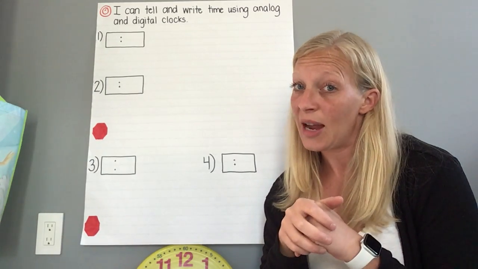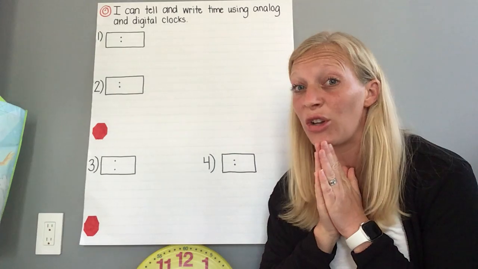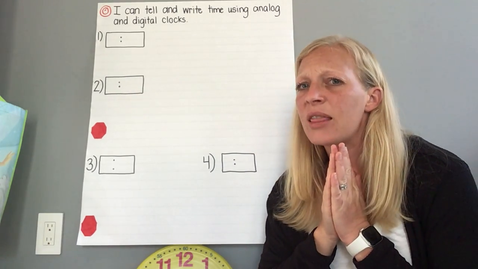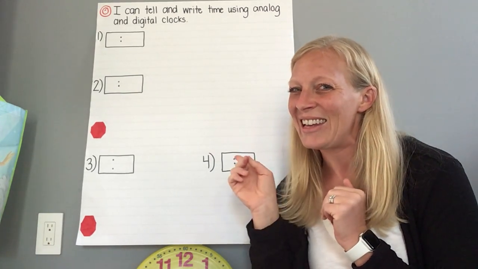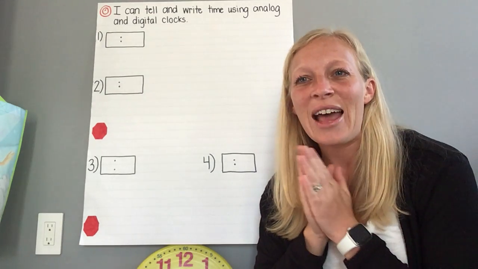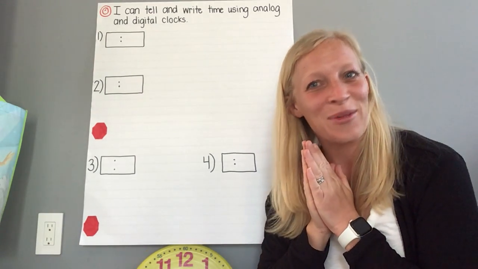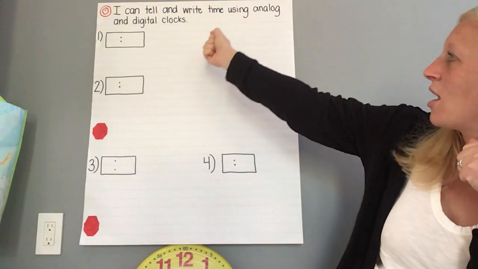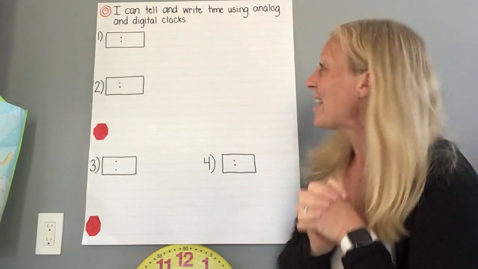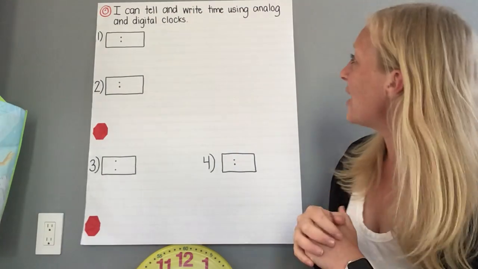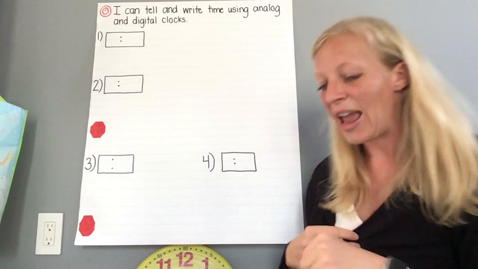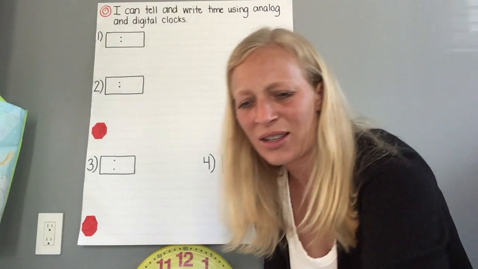We've got a little bit of time left. We want to make sure that we're continuing to learn each and every day. Let's take a peek. I bet you already have an idea. There's some clues. Let's go ahead and take a peek at our learning target, and then we're going to jump right into our learning. I can tell and write time using analog and digital clocks.